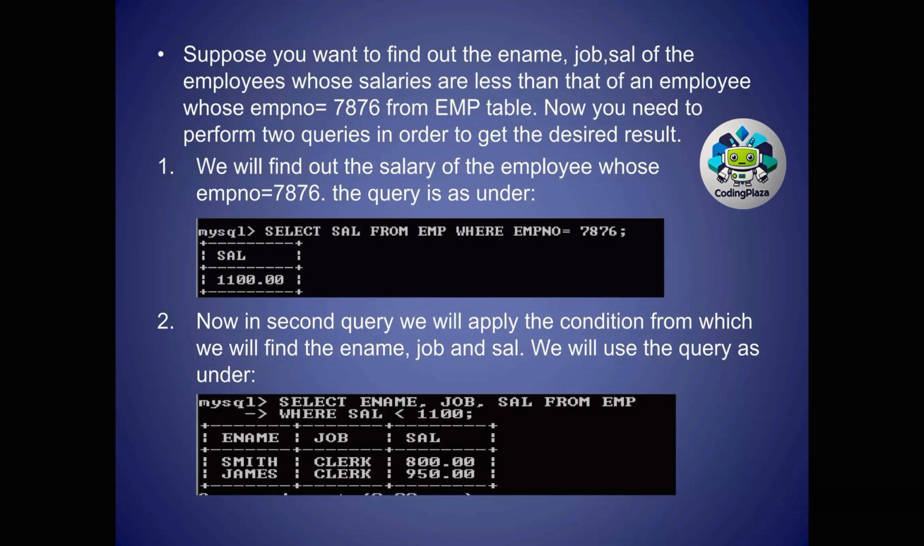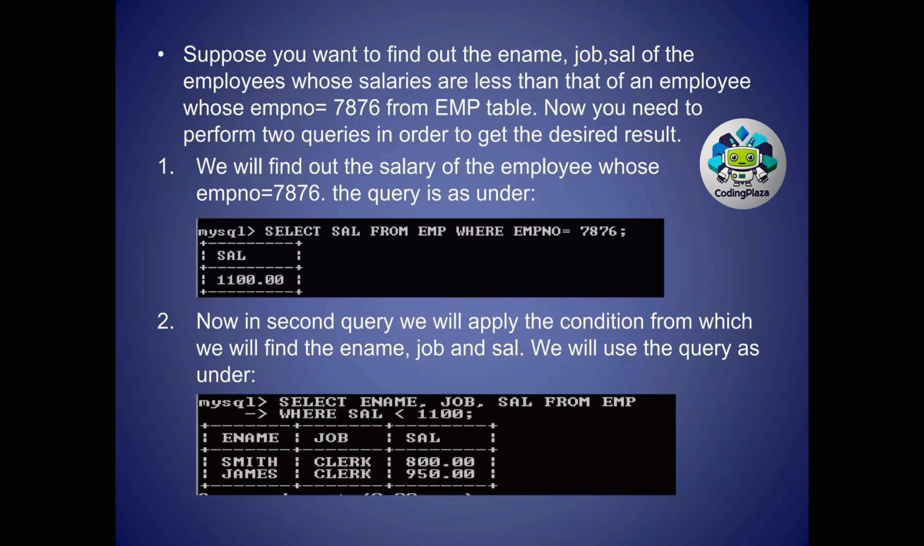Suppose there is a scenario, and this is the question we will work on. We want to find the employee name, job, and salary of the employees whose salaries are less than that of the employee whose employee number is 7876. Sometimes in interviews this question also appears, so be careful. This is from the employee table.